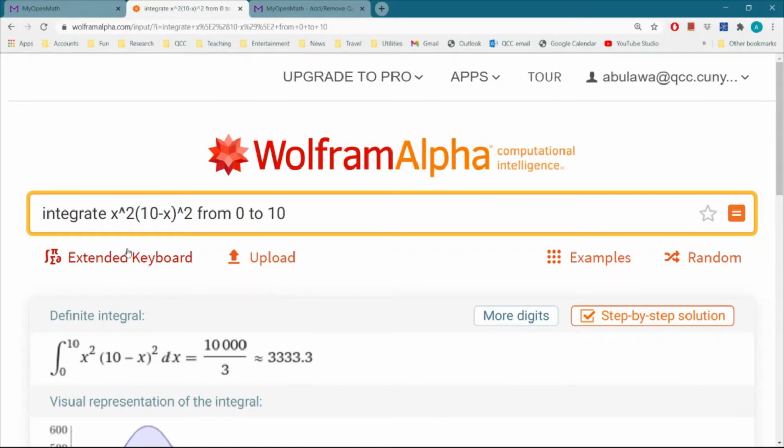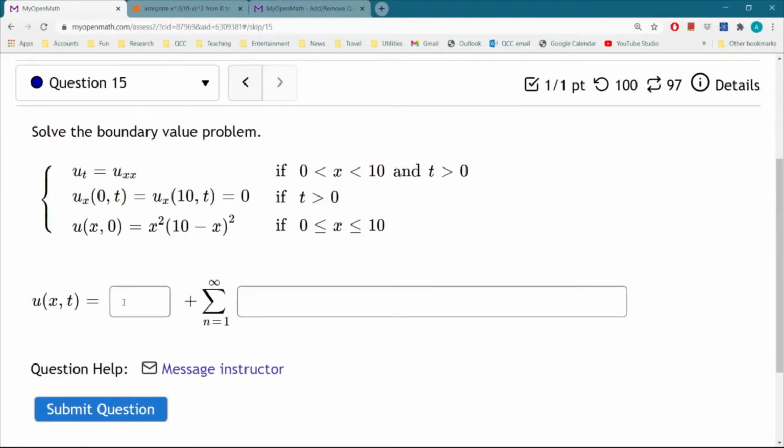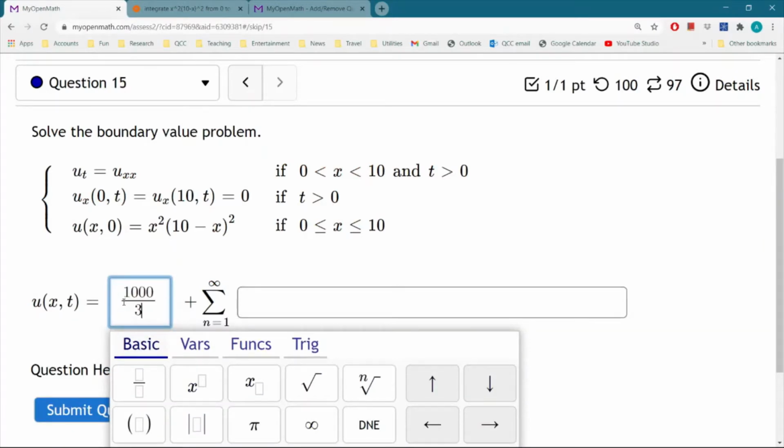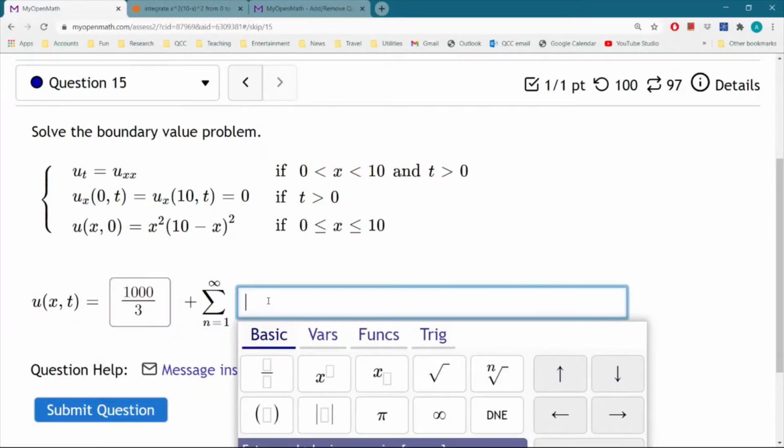Okay, so I'm getting 10,000 divided by 3. Now remember, we're dividing this whole thing by 10, so this will just be 1,000 divided by 3. And so that is our A0 term. And so we can immediately answer that part of the question. There we go. Now what about this stuff?